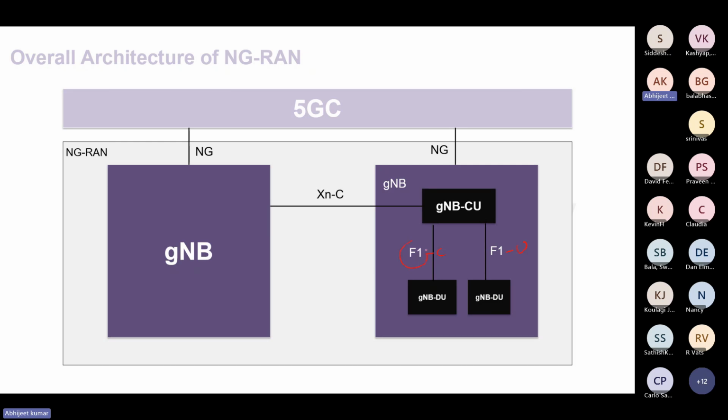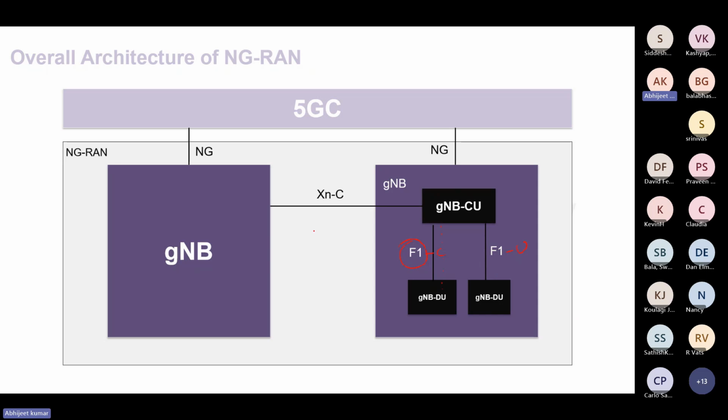This F1 is basically a kind of interface between the G-Node B CU and the G-Node B DU, and is split in two parts. F1C mainly handles the control plane, F1U mainly handles the user plane. F1C carries the control information, F1U carries the data information. Basically I showed you the difference, but all the lines will come like here, actually.